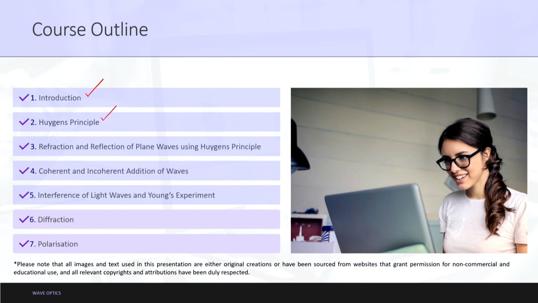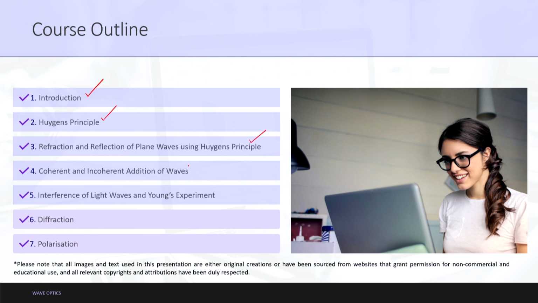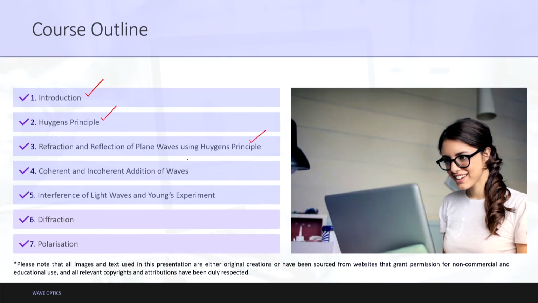Then next were the refraction and reflection laws of plane waves using Huygens principle, in which we proved the reflection and refraction laws of light using Huygens principle and the wavefront concept. After this, we understood the coherent and incoherent addition of waves, in which we understood what the intensity is for coherent and for incoherent addition. After this, we understood the Doppler effect, a small significance of it, how it is applied in light waves and in sound waves, and what happens when the light source is moving or stationary.